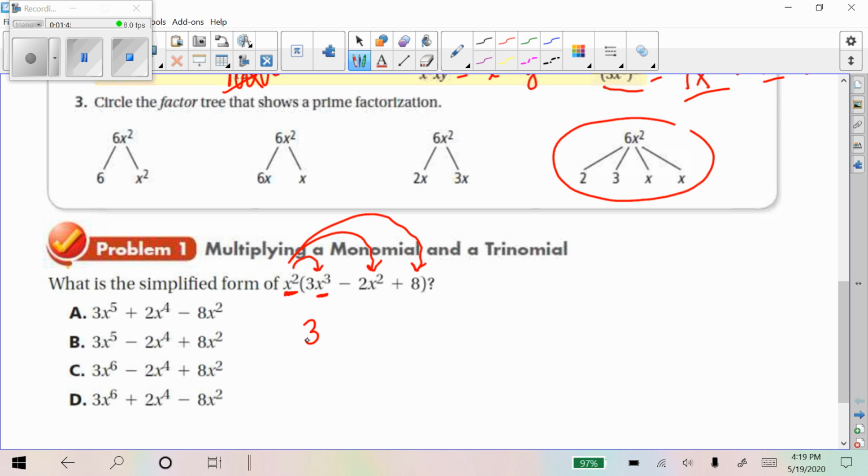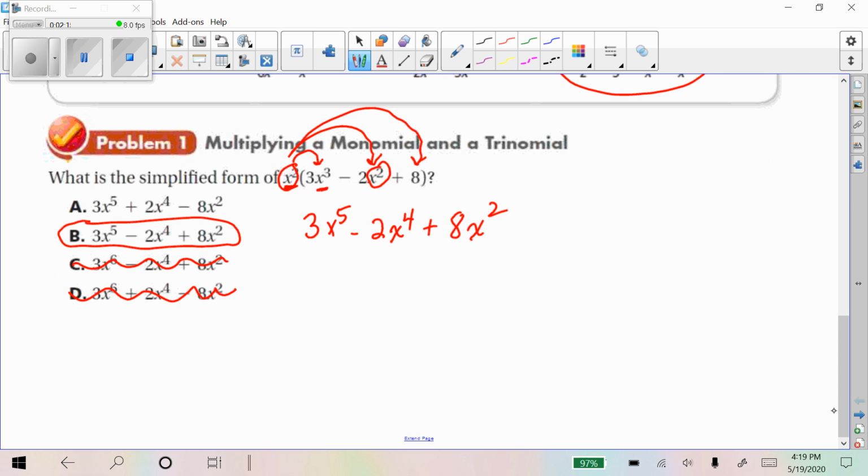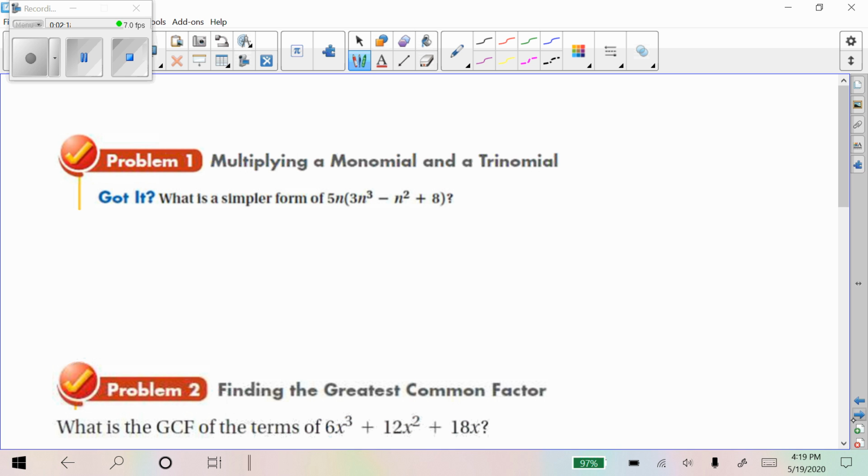So you get 3x to the fifth minus 2x to the fourth, because you have two factors of x here and then two more there. And then the last term is just 8 times x squared. So that would be, it's not these because it's not x to the sixth, and we need a minus 2x to the fourth. So that would be that one. All right, why don't you try one of those? See if you can get the right answer. Does your answer look something like that? Hopefully it does.